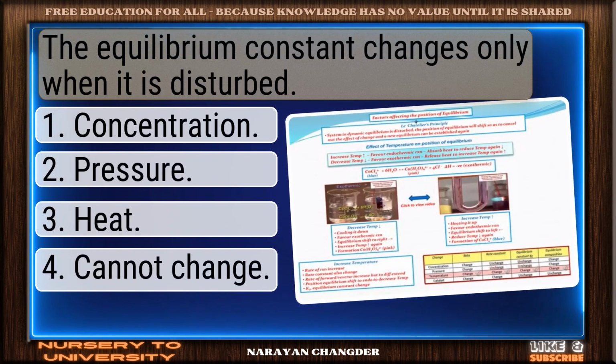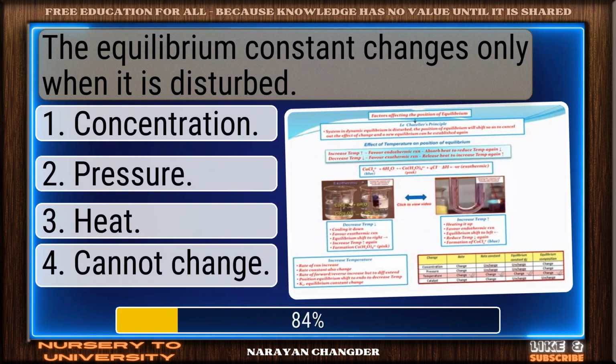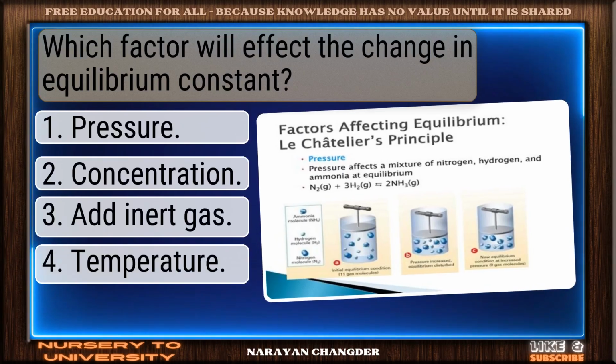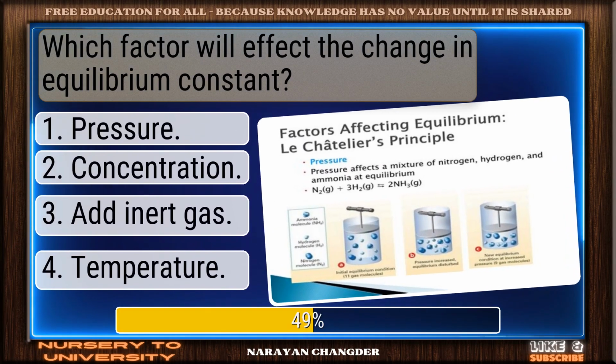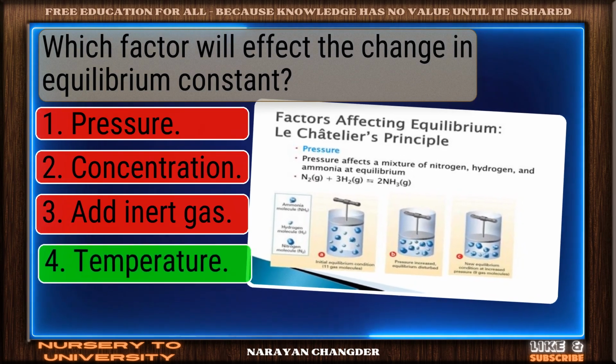The equilibrium constant changes only when it is disturbed. Nice work. You chose heat, and it is correct. Which factor will affect the change in the equilibrium constant? Excellent choice. Temperature is the right answer.